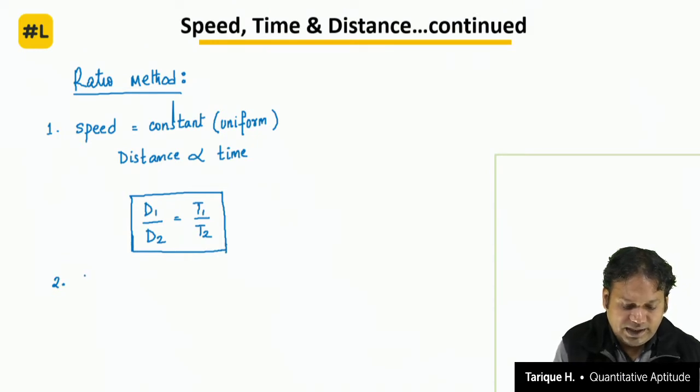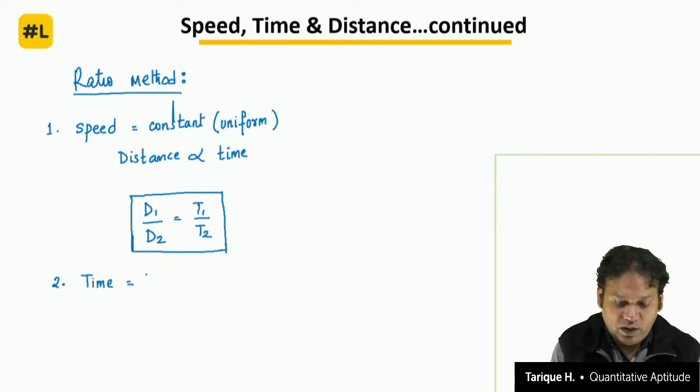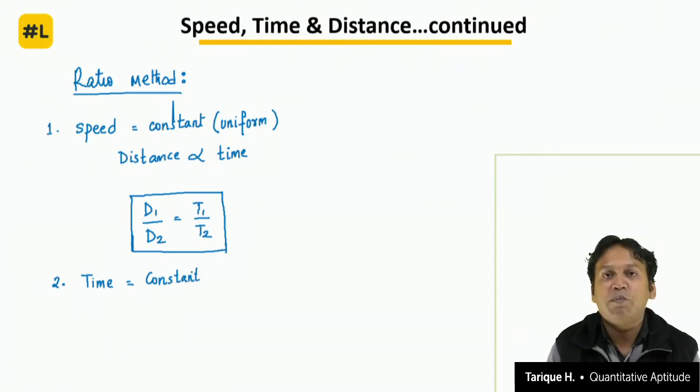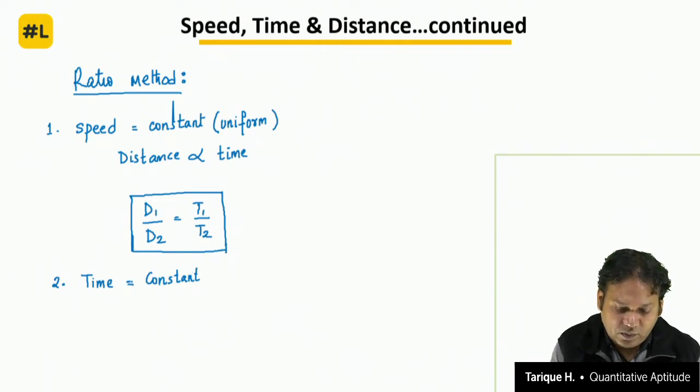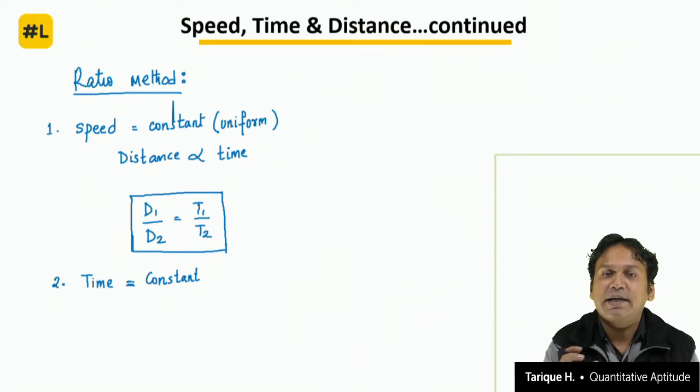Second scenario is when time is constant. Two objects or one object is travelling for a fixed time. Let us say every day you go from your home to college or work, right. You cover a fixed distance every day. Clear? Let us keep time constant. Let us say you are travelling for 1 hour.